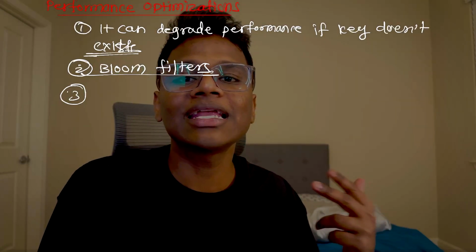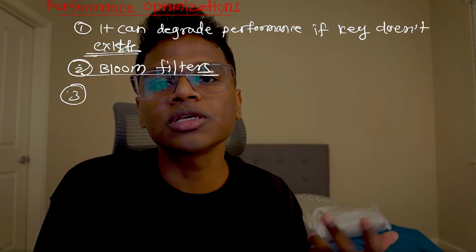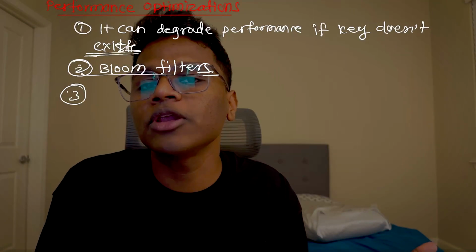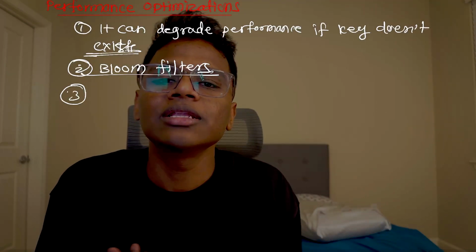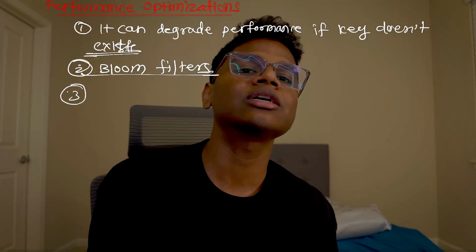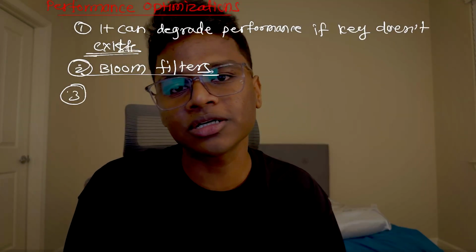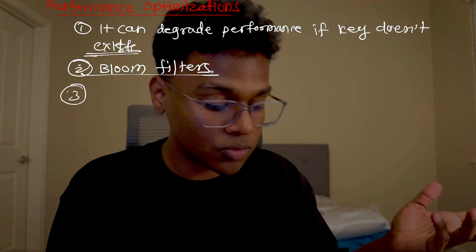The databases like LevelDB and RocksDB use the level compaction, and HBase and Cassandra, these type of databases use the size tiered, or both. They use both of the compactions.